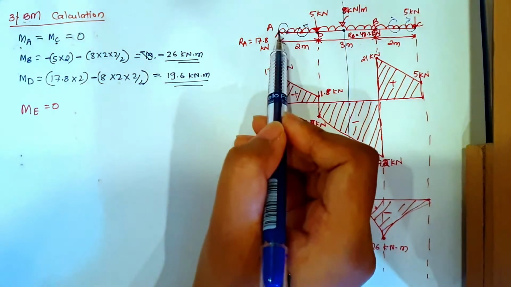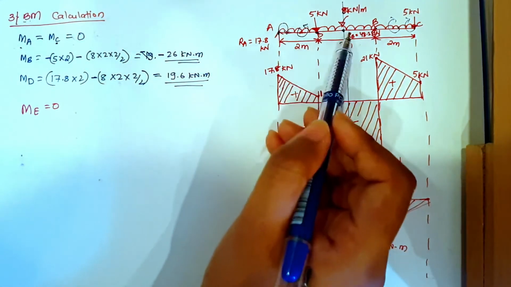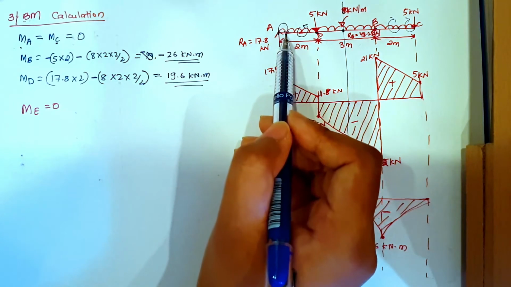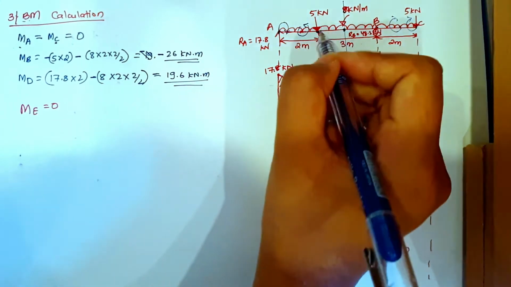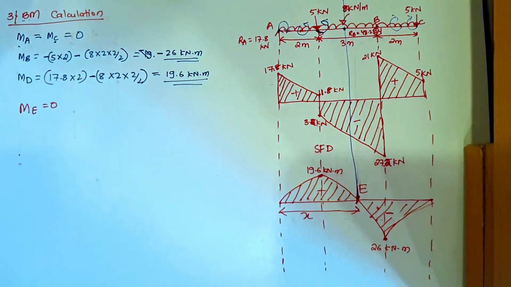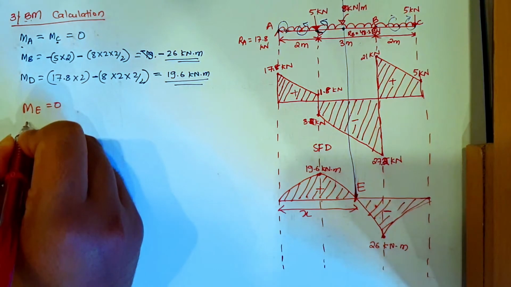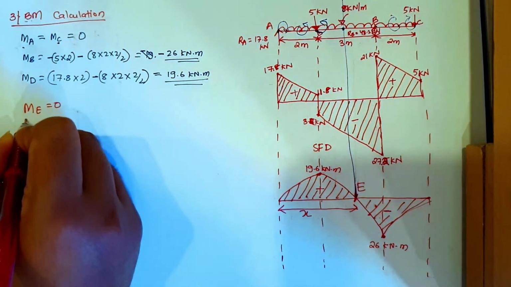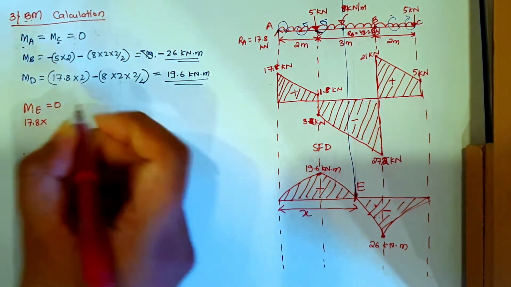So when I move from A to this E point, I have force RA, then UDL, then this point load going in this direction, which is anti-clockwise. So let us see how we can find. It will be RA, which is going in clockwise direction, so 17.8 into distance.